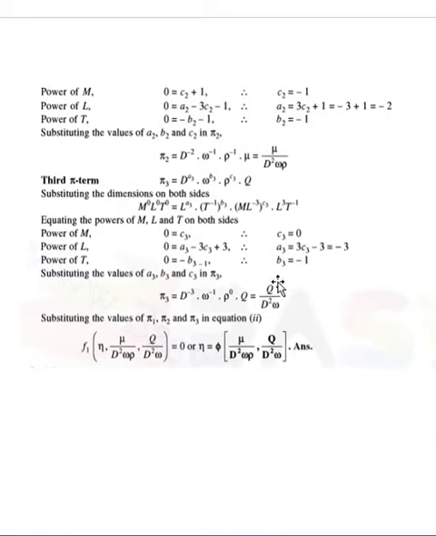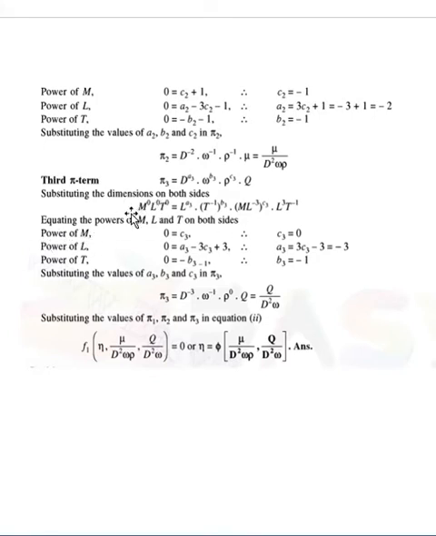Then the third pi term, pi 3, is equal to d to the power a3, w to the power b3, rho to the power c3 into q. Then putting the dimensions on both sides, M0 L0 T0. Similarly, the dimension of diameter is L to the power a3. The dimension of w is T to the power minus 1 into b3. The dimension of rho is ML to the power minus 3 whole bracket c3, and the dimension of q is L cube into T to the power minus 1.